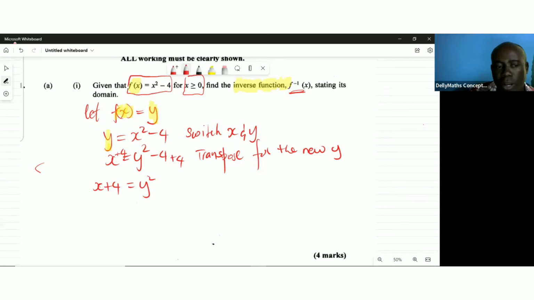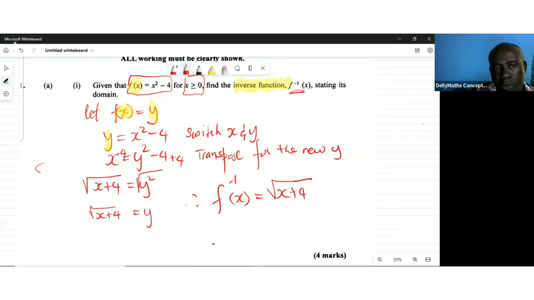And remember, we're going to take the root of both sides. So we have the root of x plus 4 is equal to y, which means that the inverse of the function is equal to the root of x plus 4.